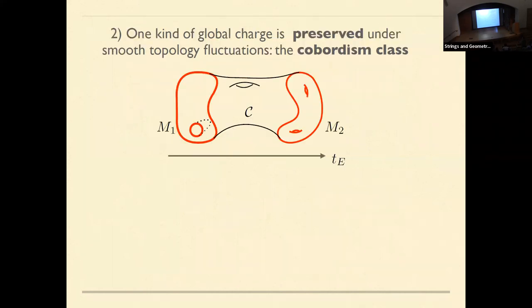So I could imagine a process where M1 here is maybe my K3, and in Euclidean quantum gravity, this K3 grows holes, they reattach, and they do funny stuff. So maybe you can think of it as Euclidean time, and by the end of it, my manifold looks like a completely different manifold. If topology change is allowed in quantum gravity, things like this can happen.